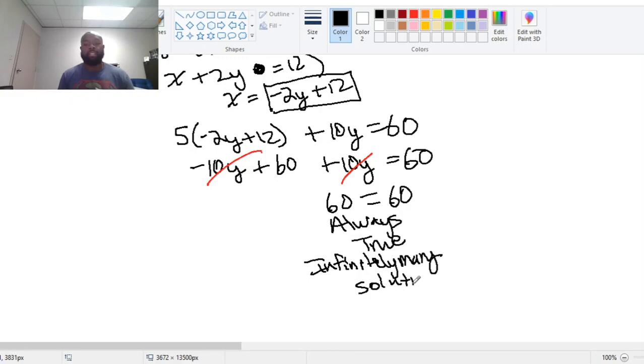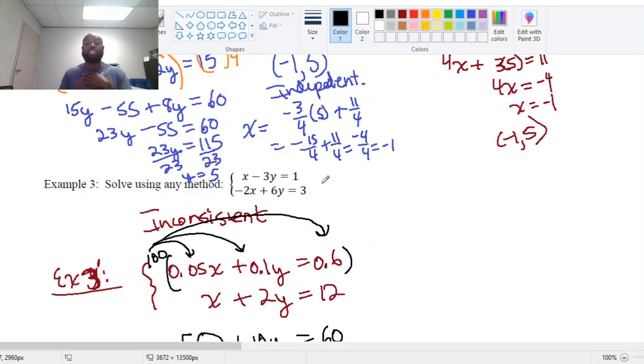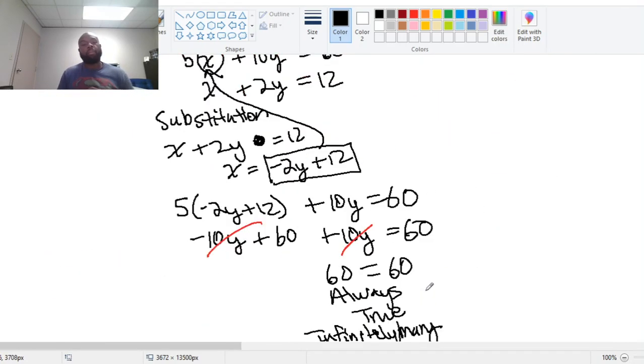All right, I should just put a space there. Infinitely many solutions, right? Well, this means that this system is dependent, and so there's an infinite number of solutions. So I can't write my solution as a single ordered pair like this. Actually, we can. I'm going to show you.